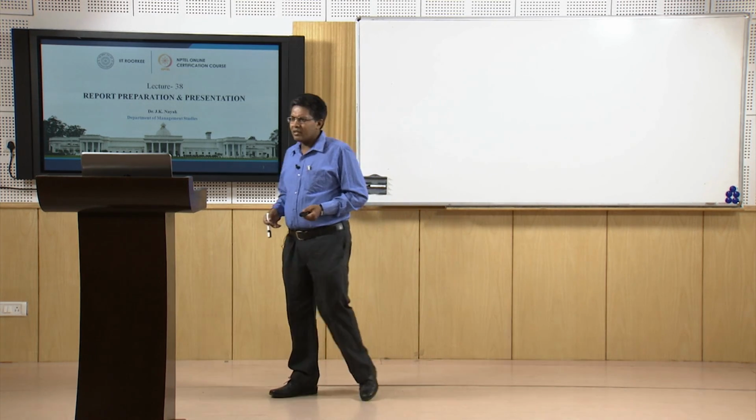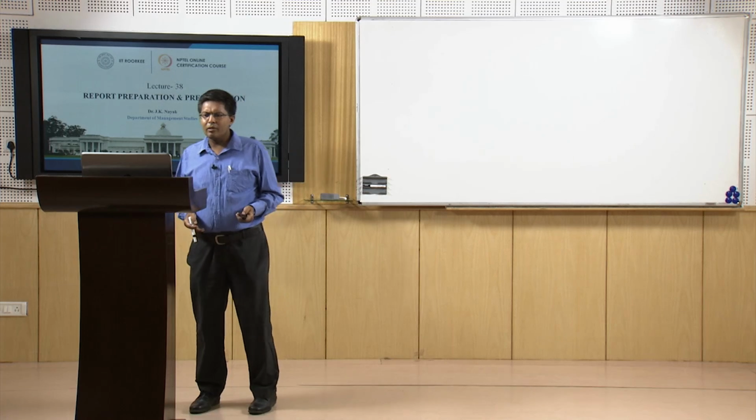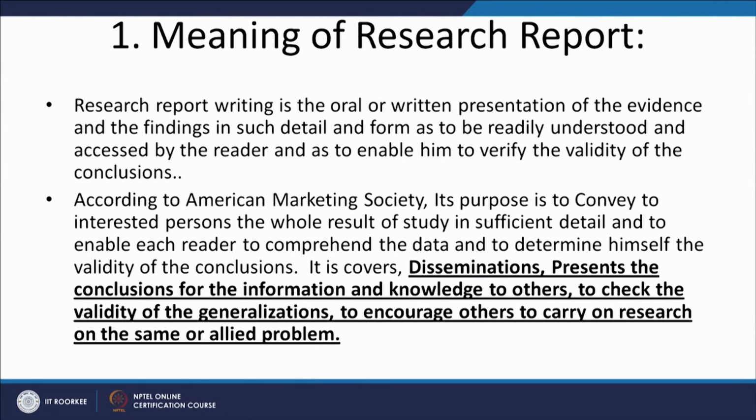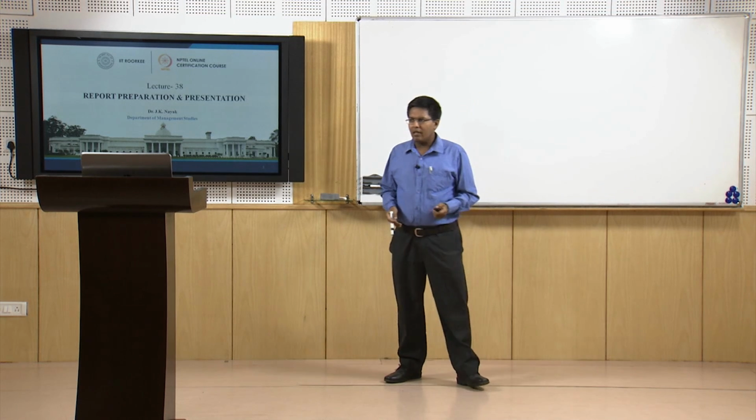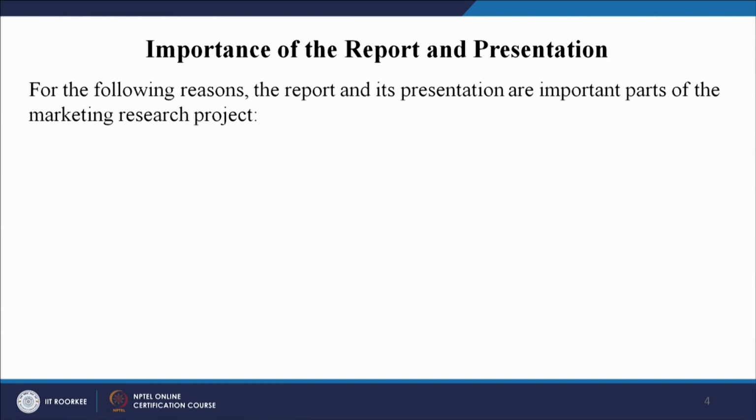It covers dissemination, presents the conclusions for the information and knowledge of others, allows them to check the validity of the generalizations, and encourages others to carry on research on the same or allied or similar problems. So, this is what basically a research report does. Let us see the importance of the report and the presentation.